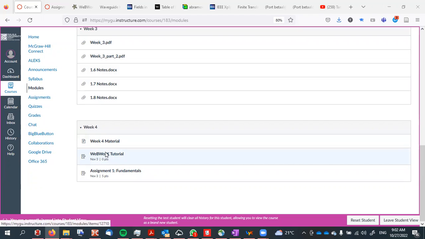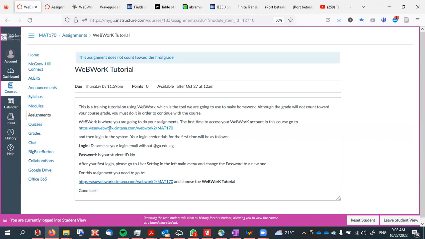If you click on the WeBWorK tutorial assignment, it goes to the instruction page for the assignment. It says this is a training tutorial on using WeBWorK, which is the tool that we're going to use to make homework in this course. And in order to access WeBWorK, there is an external link here. You can click on this external link.